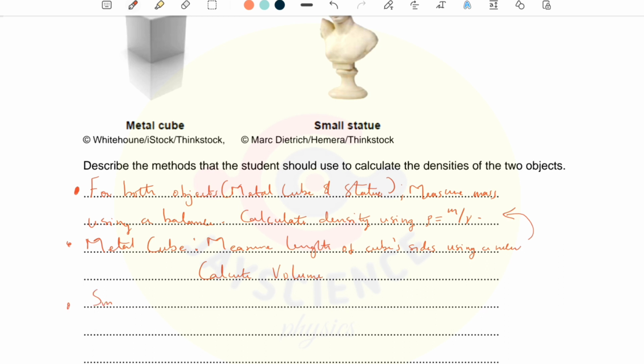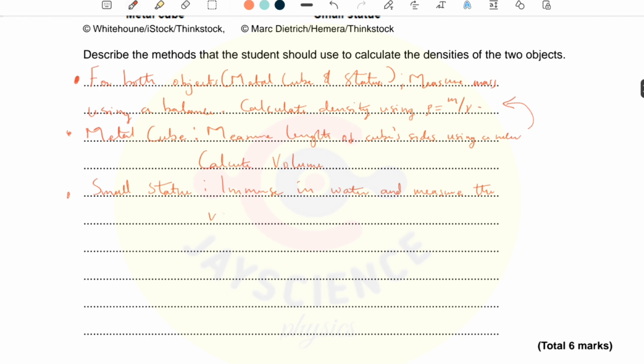And then for the small statue, calculating the volume is quite different. We have the mass now. Now all you do is immerse it in water and then measure the volume of water displaced in a graduated cylinder. You have to do this in a graduated cylinder. That gives you an idea of how much displacement you have when it comes to the water.